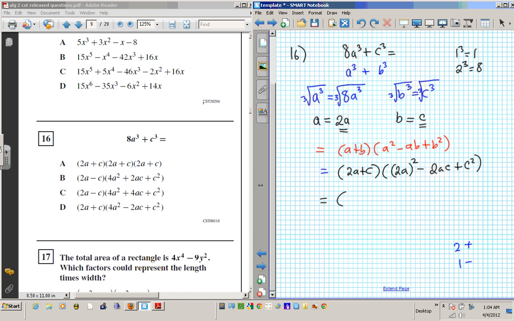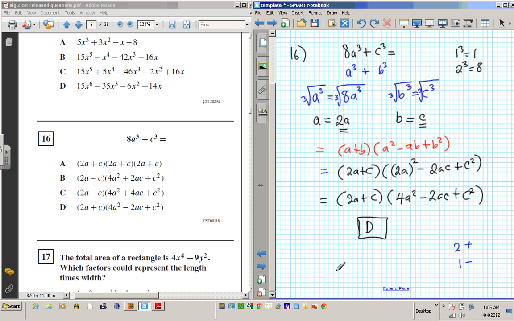Let's simplify it a little bit more. You're going to have 2a plus c times, if you look at the signs, you can tell that the answer is d already because it's plus minus plus. If it were minus, it would be minus plus plus. So you can tell your answer is d just by looking at the signs. But let's finish it up anyway: 4a squared minus 2ac plus c squared, and you can clearly see that the answer is d. So the answer to this one is d.